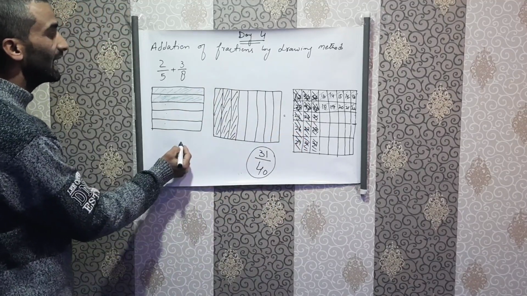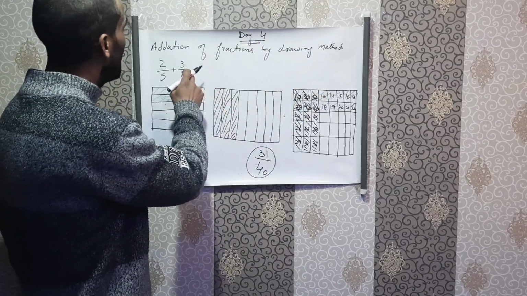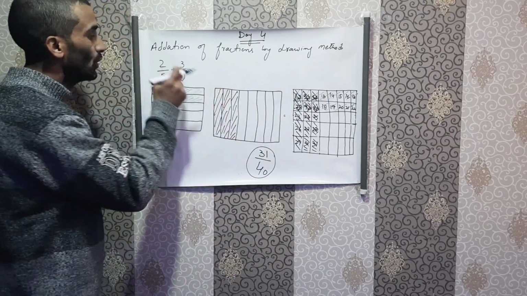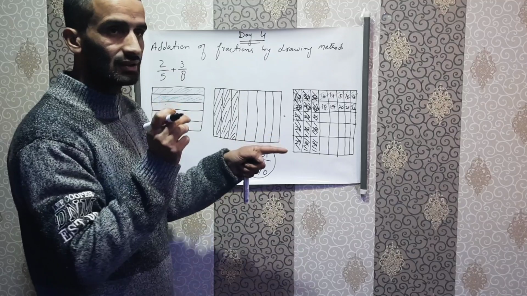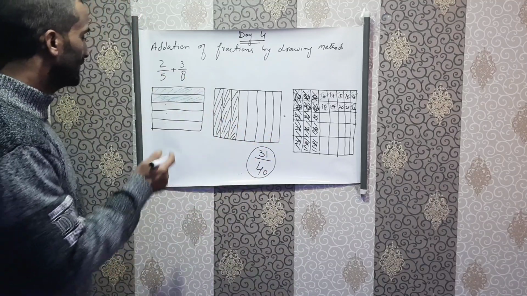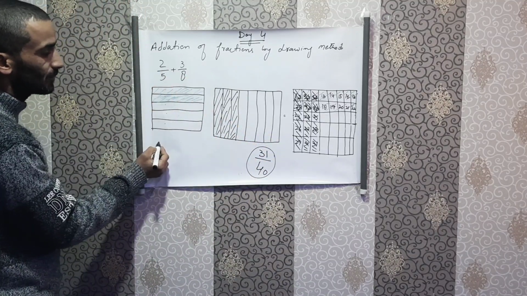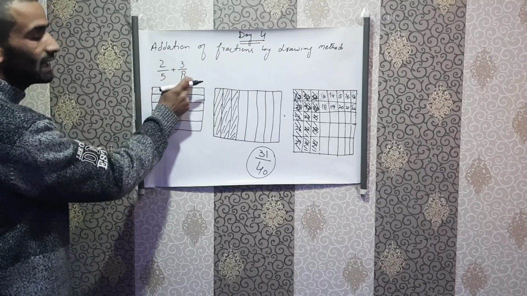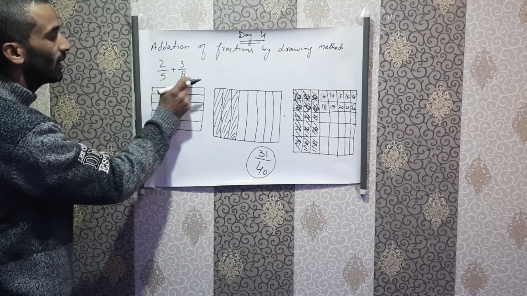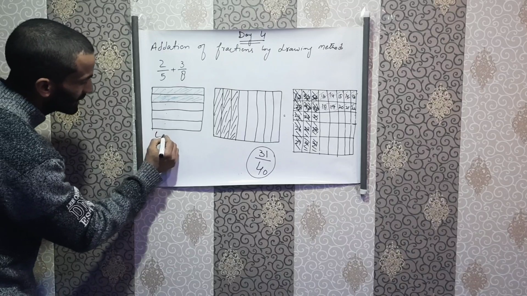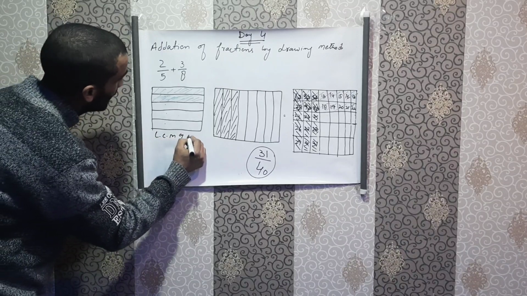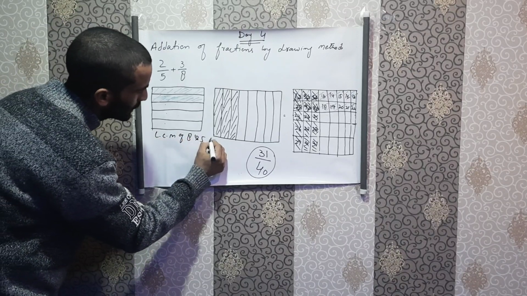Now we will check by the LCM method, when we convert both the fractions into like fractions. We have already learned that, and now I am going to explain that also here. LCM of the denominators, that is LCM of 8 and 5, is 40.